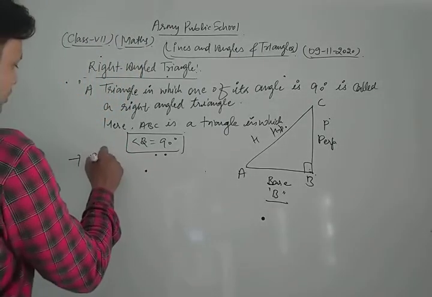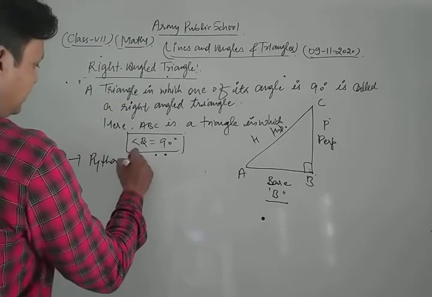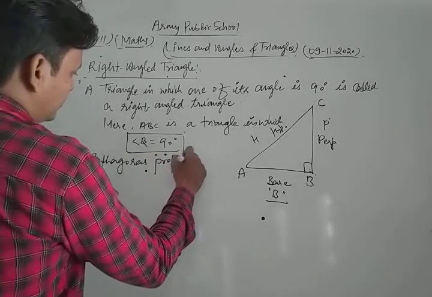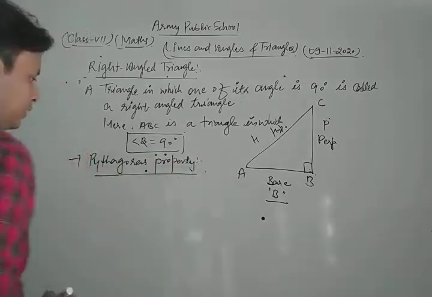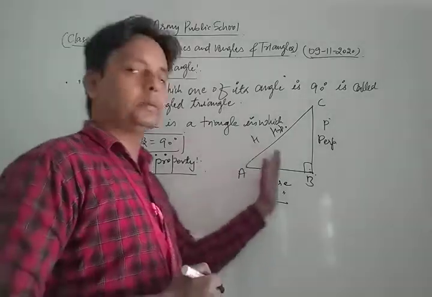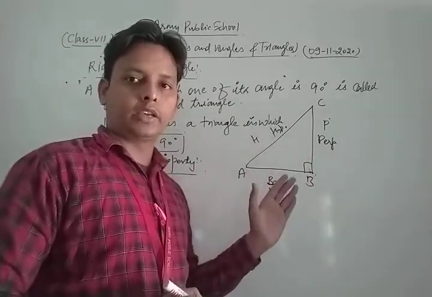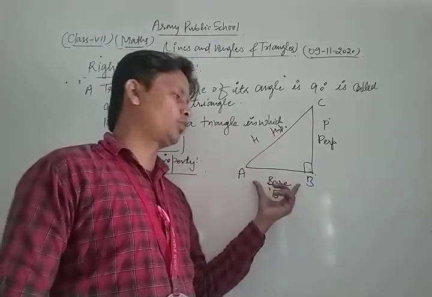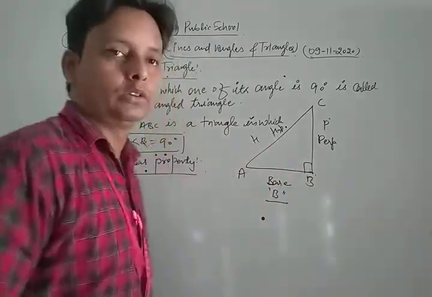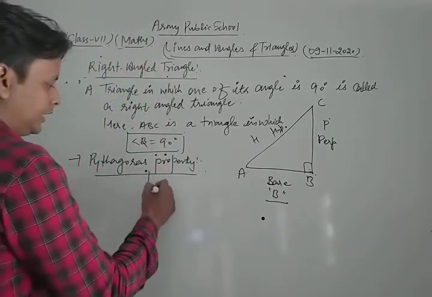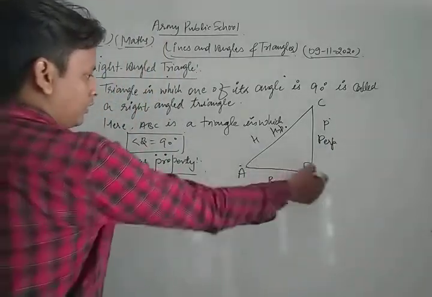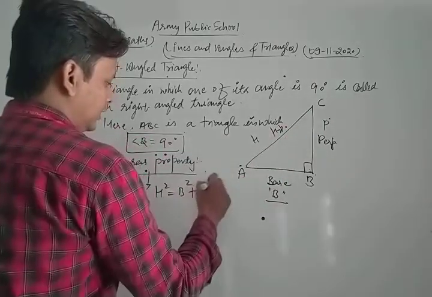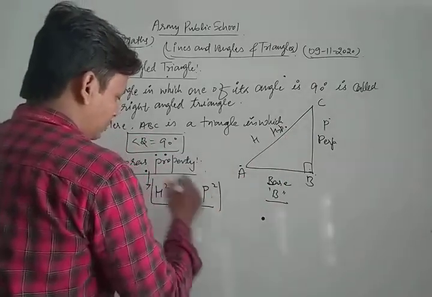Now look, Pythagoras property. The Pythagoras property is applicable only for the right angle triangle. Okay, according to this property, the square of the hypotenuse is equal to the sum of the squares of its base and its perpendicular. Means according to this property, the hypotenuse square is equal to the sum of the squares of its base and its perpendicular, that is P square. So this is your property here.